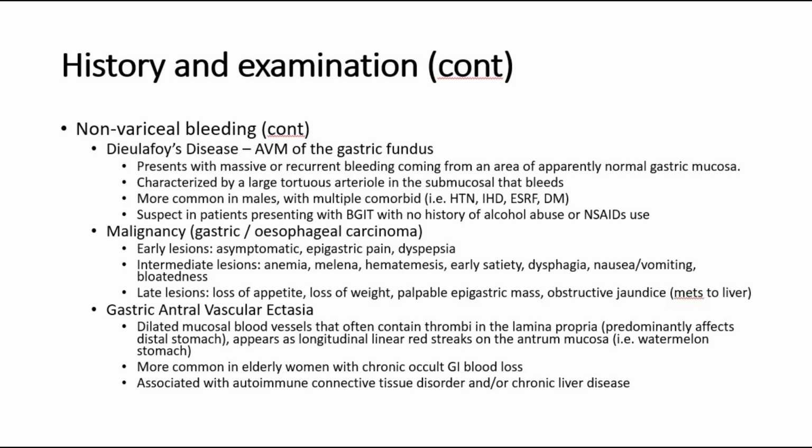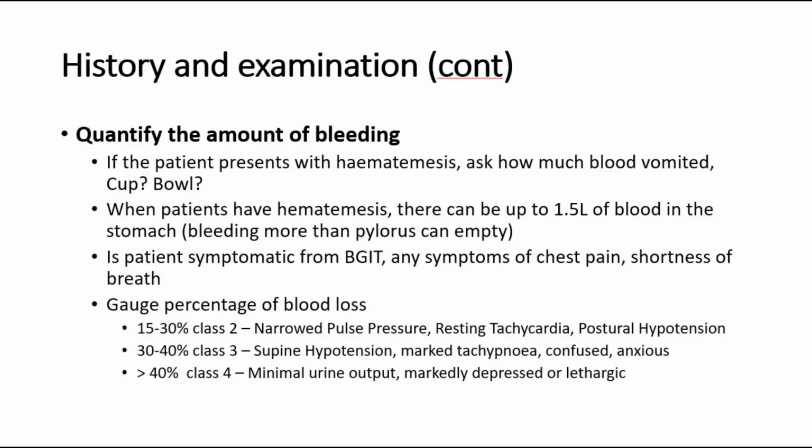Rare causes include gastric antral vascular ectasia, which are dilated mucosal blood vessels that often contain thrombi in the lamina propria. More common in elderly women with chronic occult GI blood loss, associated with autoimmune connective tissue disorder and chronic liver disease. Next, quantify the amount of bleeding.